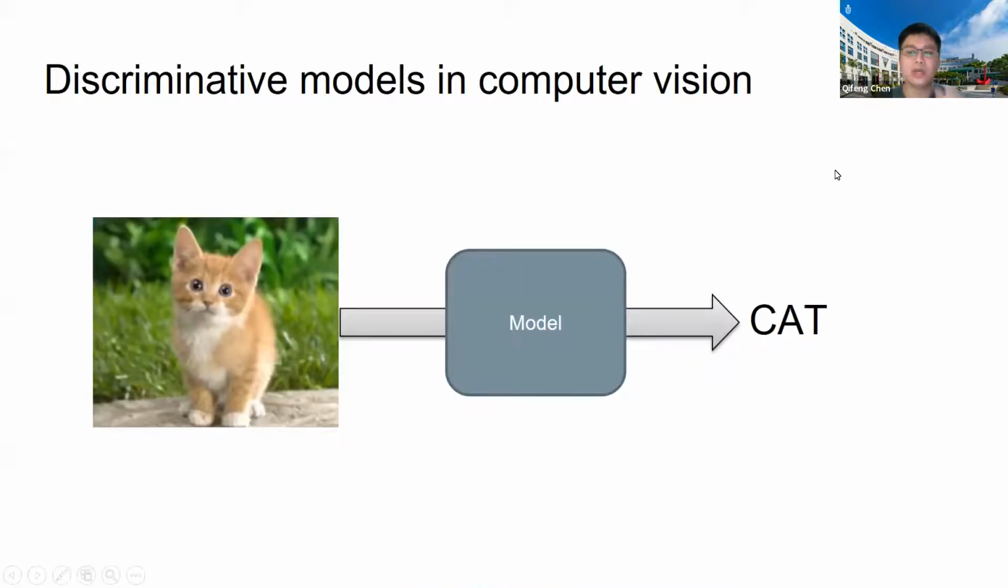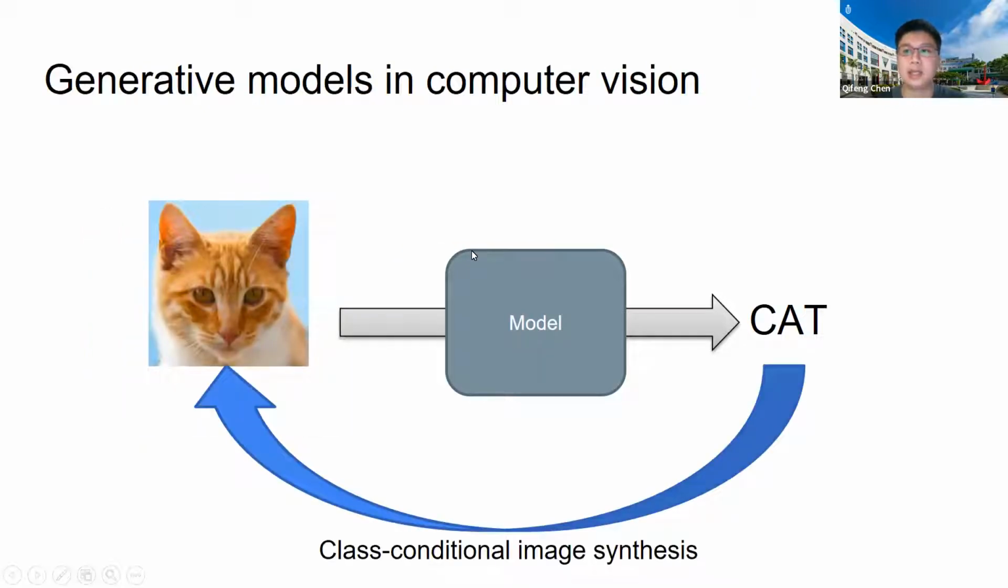So we all know in computer vision, there are different types of tasks. One of the popular tasks is image classification. And usually we use some discriminative model to do the prediction. So given an image, we will have a model that generates some label that represents the image. On the other hand, there is an opposite task where we can have some generative models, given some label, where we can generate the corresponding images.